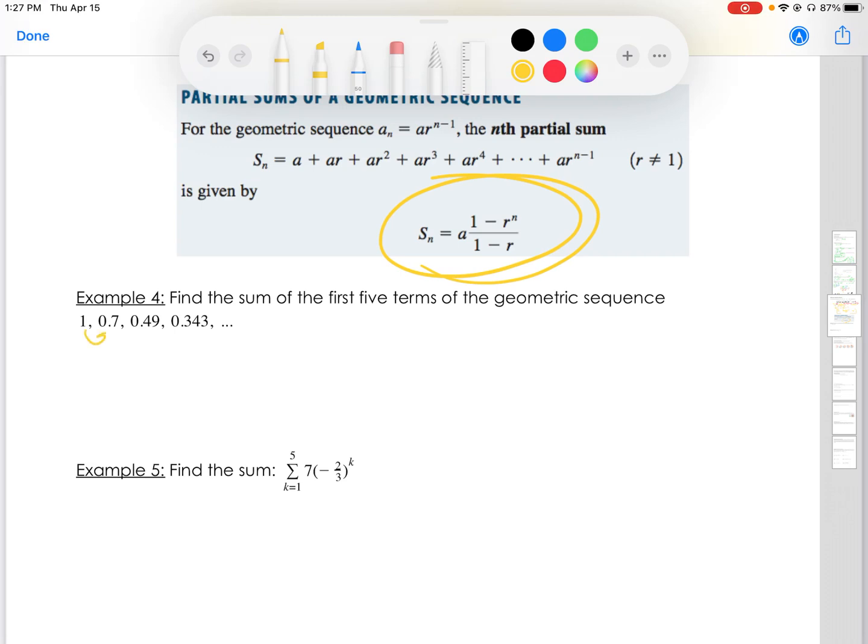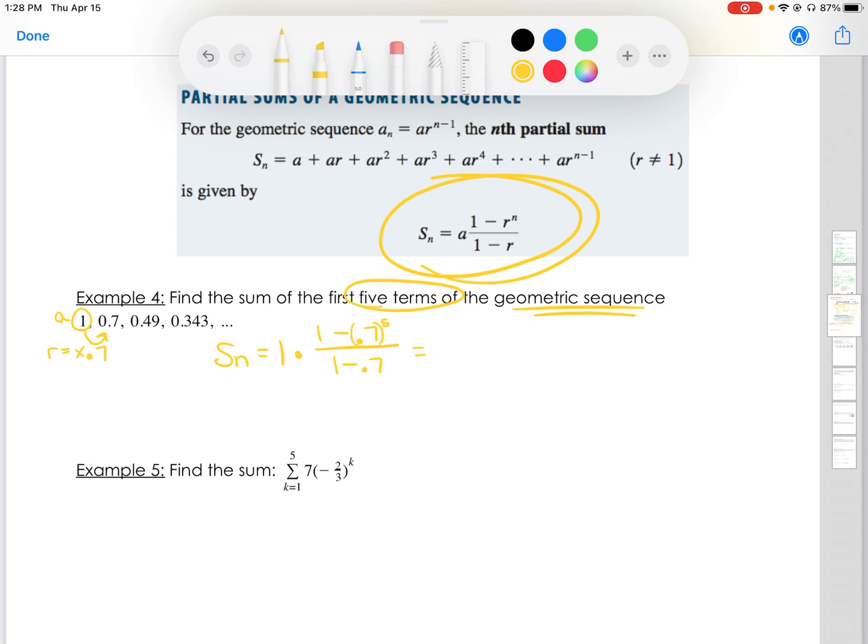So to get from 1 to 0.7, we're multiplying by 0.7. Easy peasy there. They tell us it's geometric, so we don't have to check anywhere else. So the sum is equal to the first term, a, which is 1, times 1 minus 0.7, which is r, to the n. Let's write it out first. To the n, we want the first 5 terms. So to the 5th, over 1 minus r. And only r is getting raised to that 5th power, by the way.